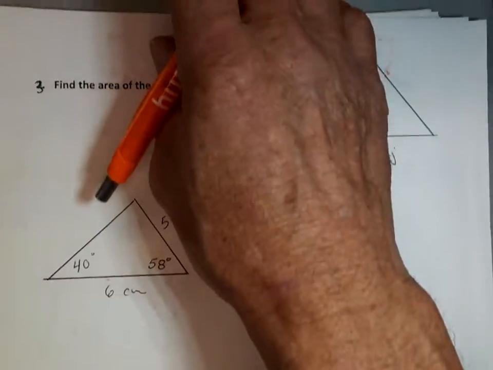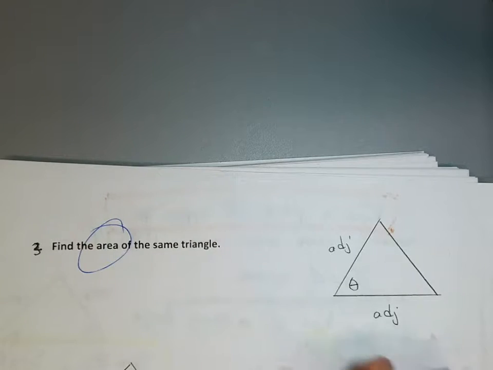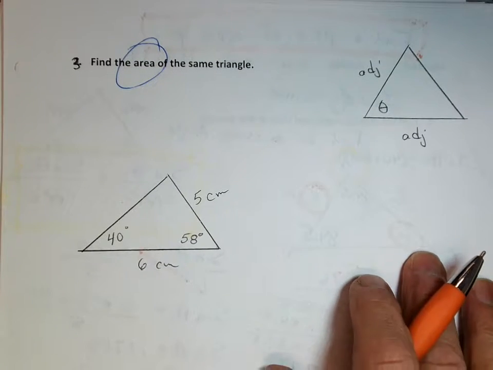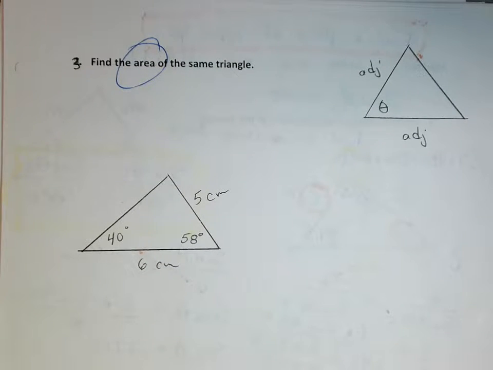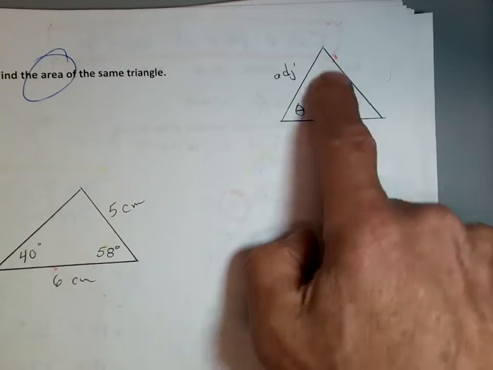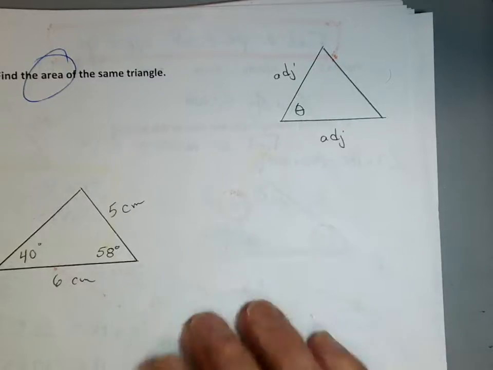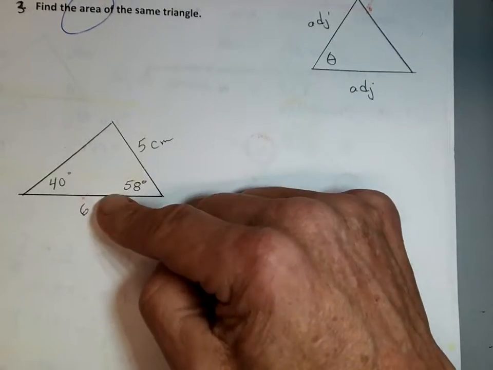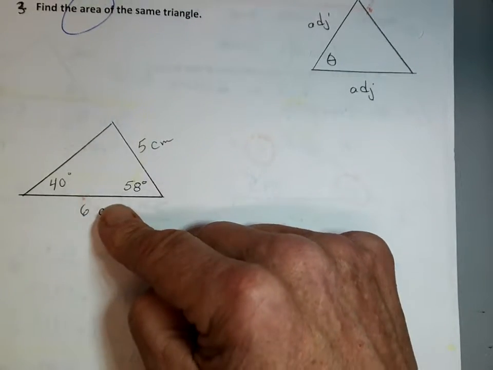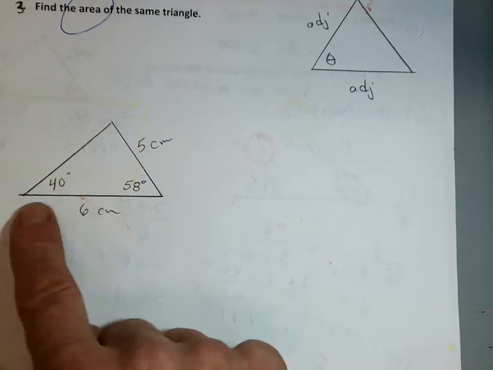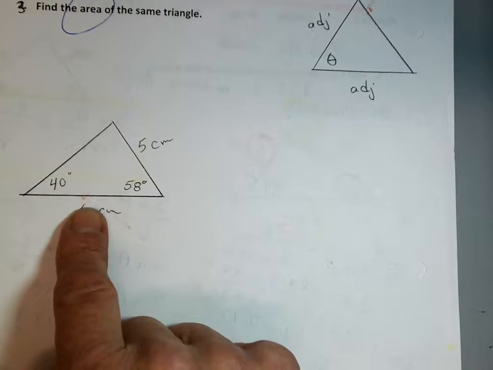Okay, now, area. Totally different question. So what we've learned is that to find area, it's base times height divided by 2. The only problem is in this triangle, you don't know the height. You could draw in the height, but it won't do you any good because you don't know what either side of it is. So you need another formula.